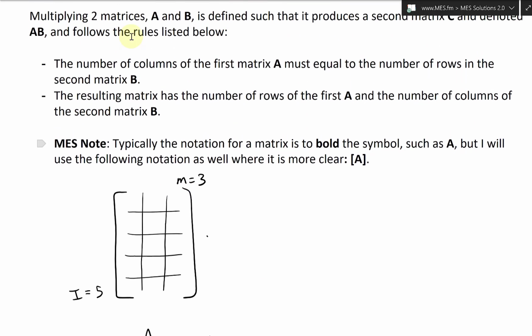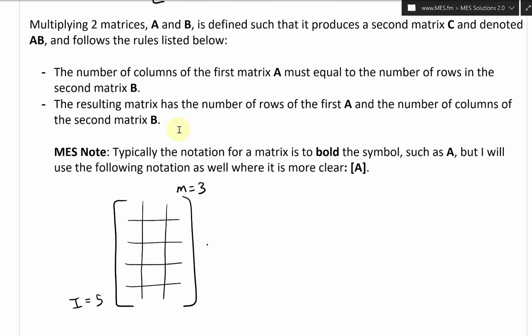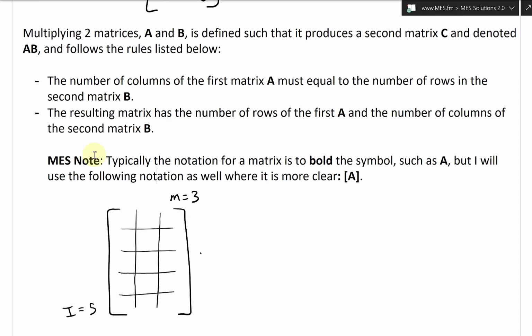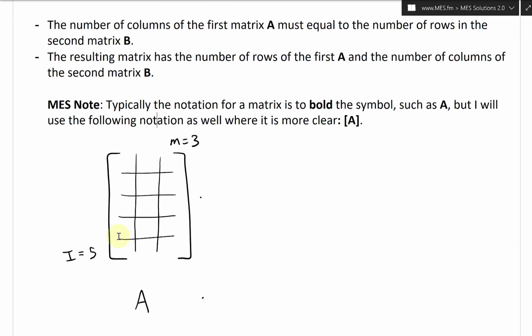So now let's look at the first rule, the number of columns. This right here is the columns. M is 3 of the first one. So the number of columns of the first matrix A must equal the number of rows of the second matrix B. So in other words, we need M to be 3. So we're going to have 1, 2, 3 rows for the second matrix B. Otherwise, we can't multiply it according to our definition. So that's the second matrix.